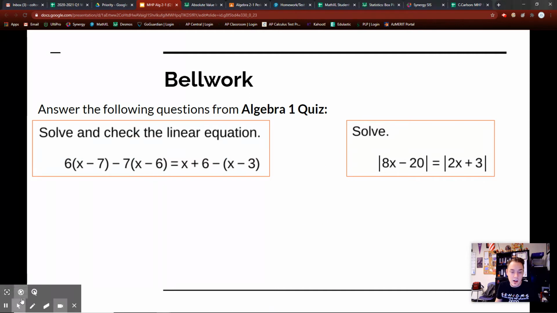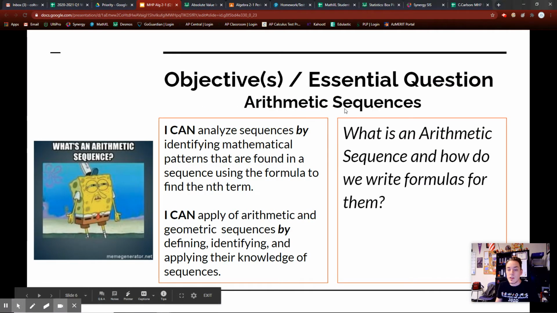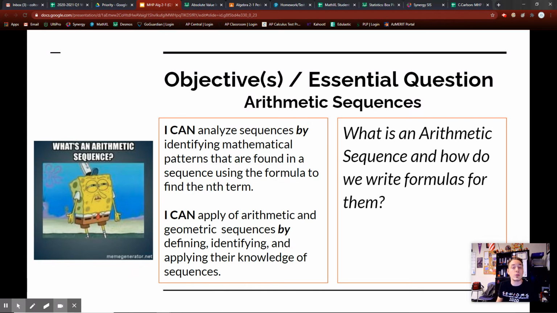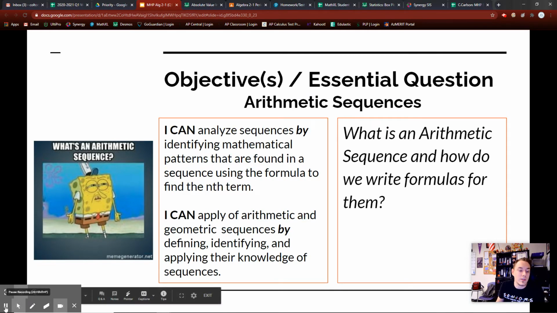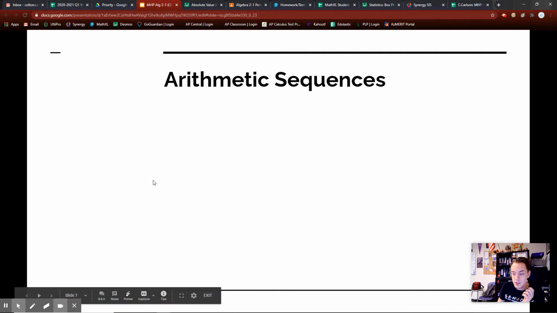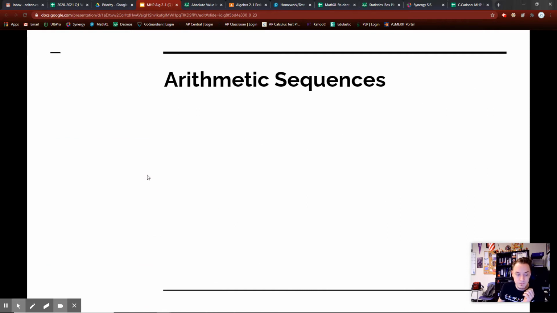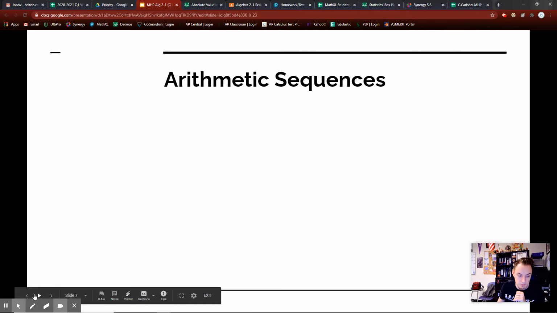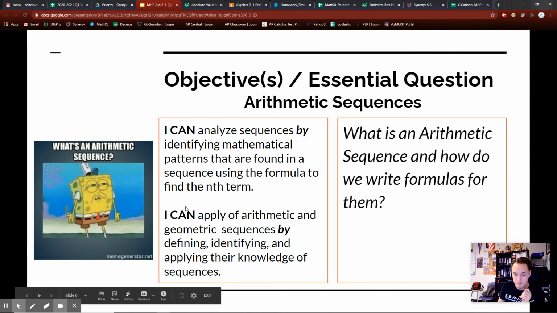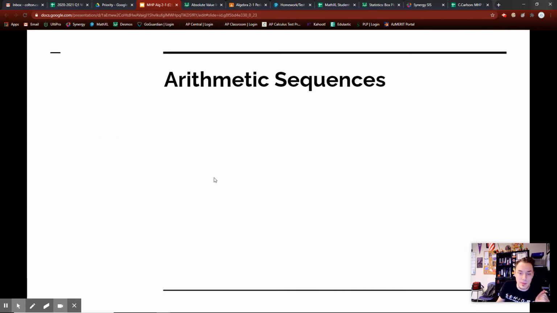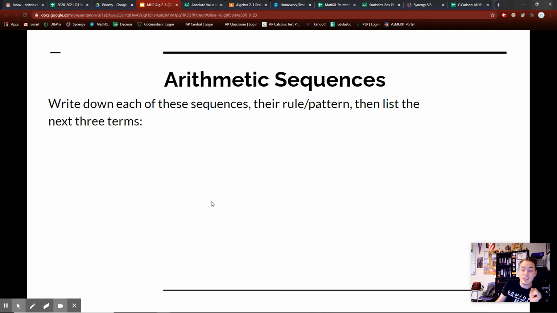Let's get started on the arithmetic sequences. Our lesson for today: what are arithmetic sequences and how do I write formulas for them? Okay, let's get started. If you need to write it down, just go back, pause the video. We're going to do a lot of arithmetic sequences. This whole week is going to really be sequences and functions. How do sequences relate to functions? Let's try to find out.